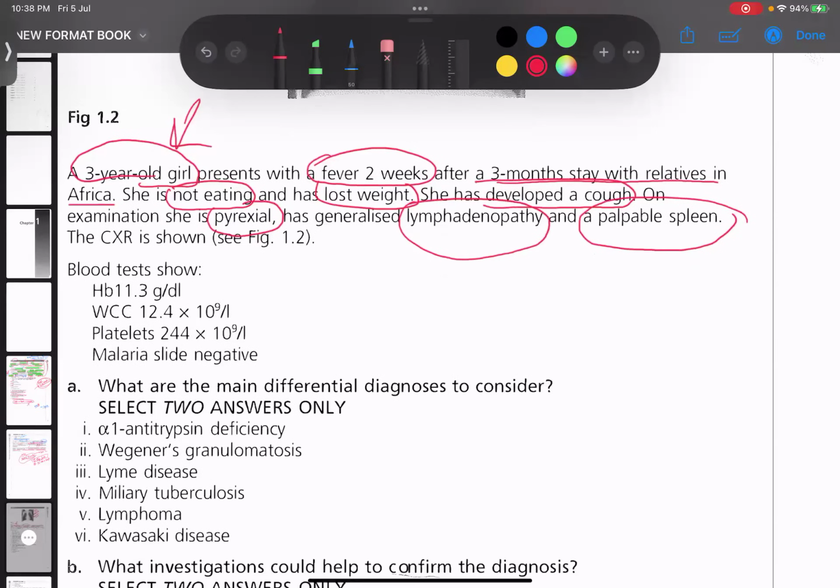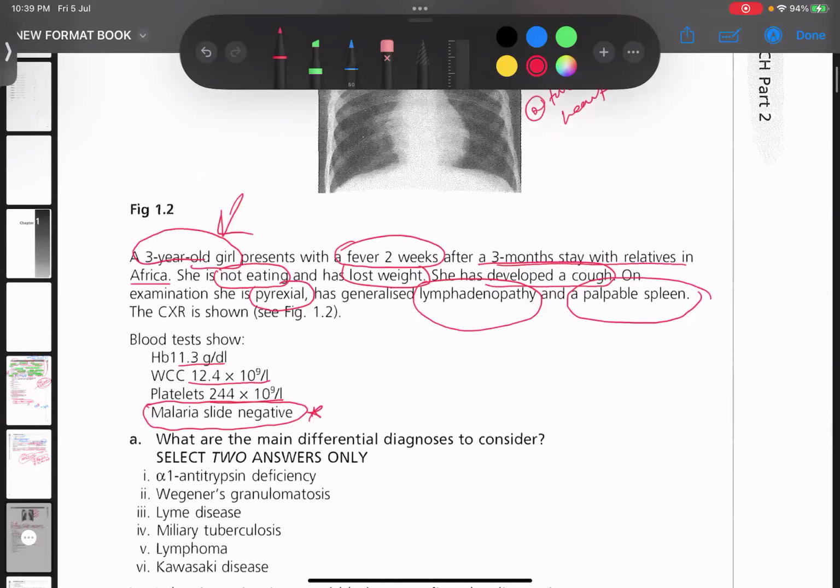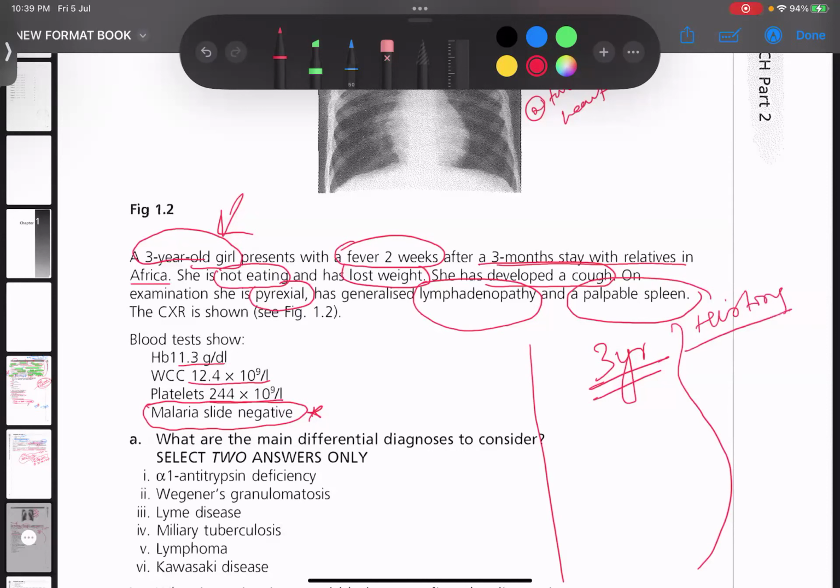Blood test shows hemoglobin is normal, WBC is normal to slightly increased, platelets are normal, malaria slide is negative. Okay, this is a very important finding. Now let me pull out all the important points here. We have a 3-year-old girl, and what is the important history and the important findings they're telling us? The important history is that she has a travel history to Africa. Now this child is coming to us with fever for about 2 weeks.